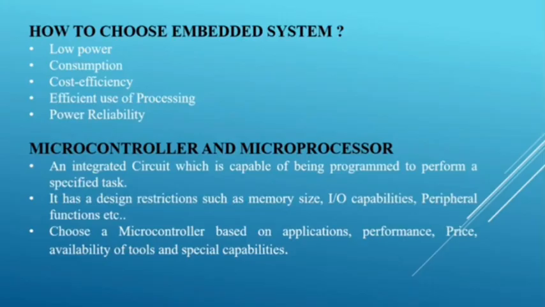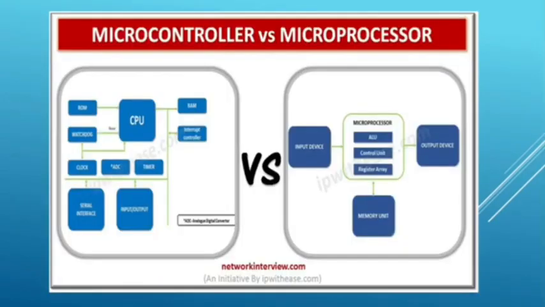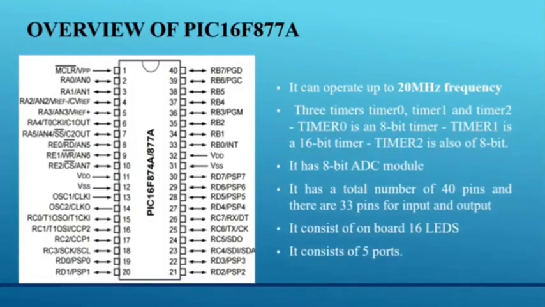And the next thing is the microcontroller and microprocessor. A microcontroller is an integrated circuit which is capable of being programmed to perform a specified task. It has design restrictions such as memory size, input output capabilities, peripheral functions, etc. Choose a microcontroller based on application, performance, price, availability of tools and support. So let's see the block diagram, microcontroller versus microprocessor. Here we can see the microcontroller and the microprocessor block diagram. The microcontroller is connected to the CPU, and this is the overview of the PIC16F877A.